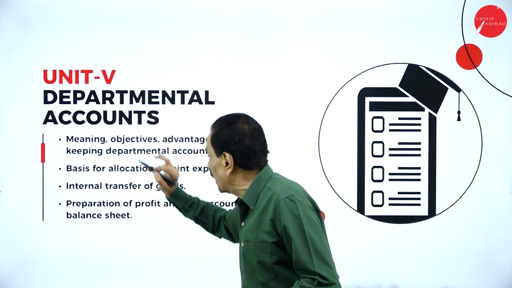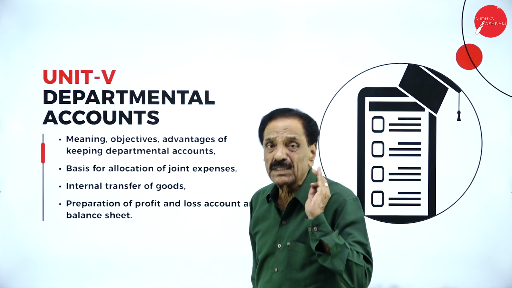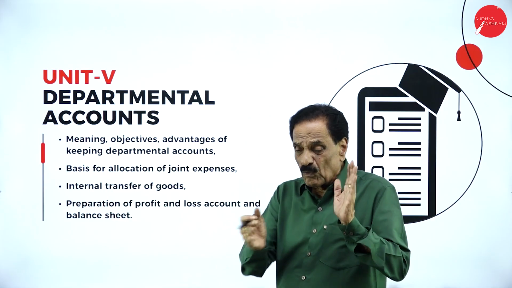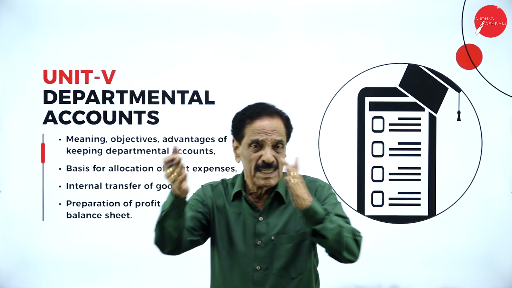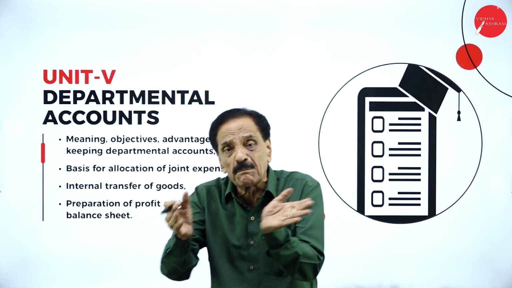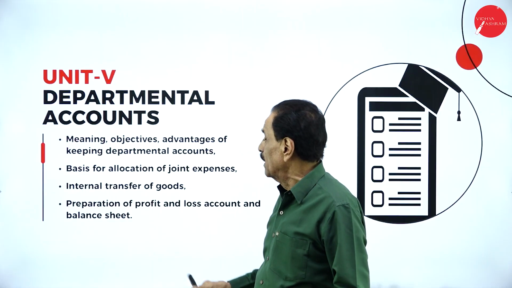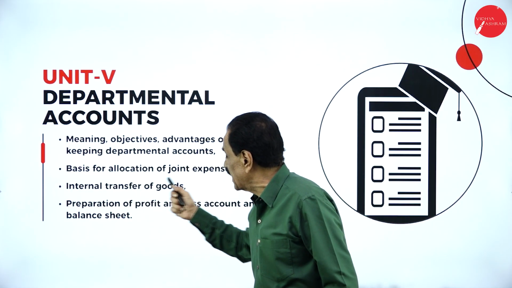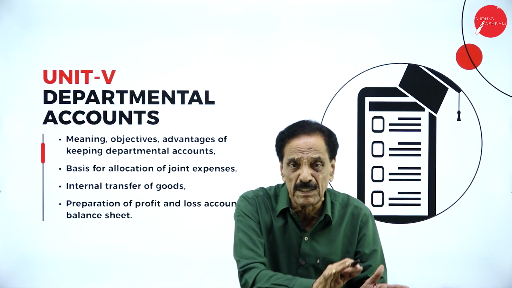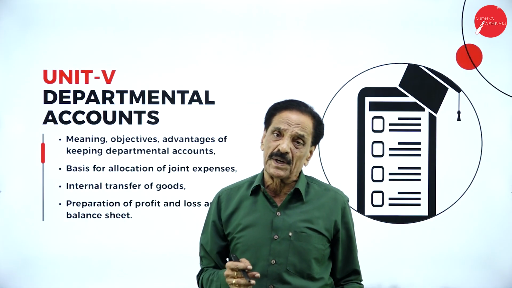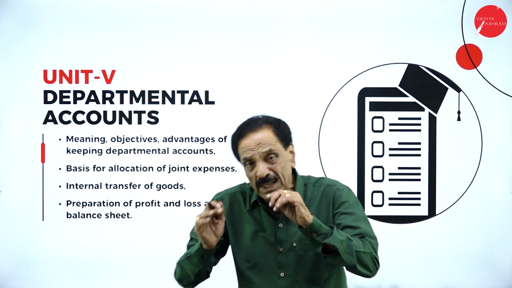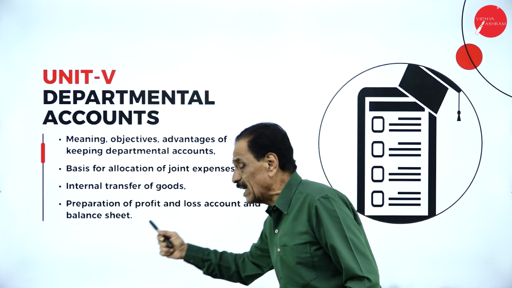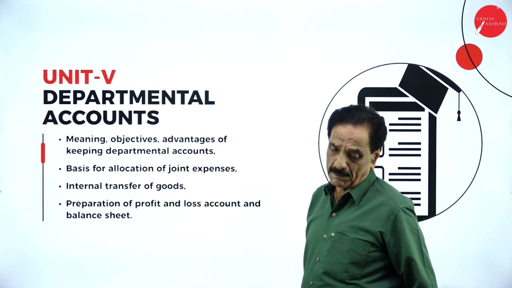Meaning of each department, what are the objectives of each department, advantages of keeping the department accounts, why they separate department A, department B, department C, why you kept the department, we are going to explain. What is the basis of allocation of joint expenses, what is internal transfer of goods from one department to another department, goods will be transferred, that's internal transfer. Why they will meet, all are going to be explained. Preparation of profit and loss account and a balance sheet of the departments.